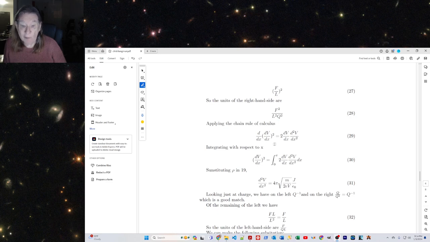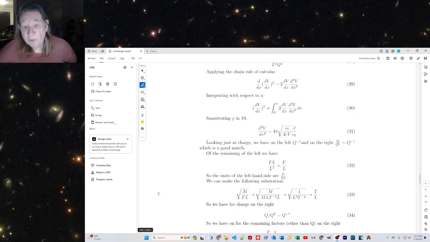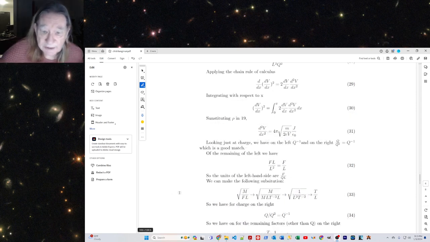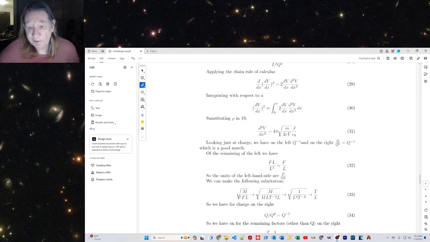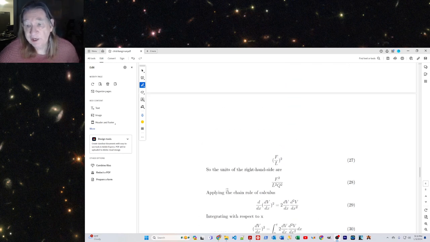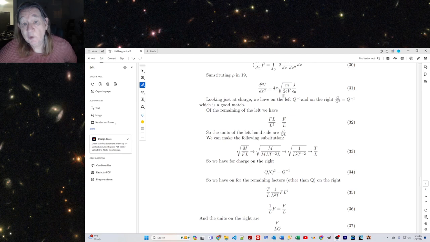Now we have a formula for the second derivative in terms of the current. That's equation 19. So this gives us equation 31, relating the second derivative of the potential to the current and to the potential.